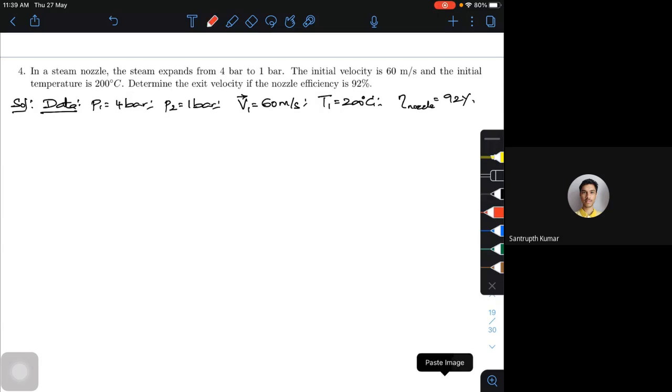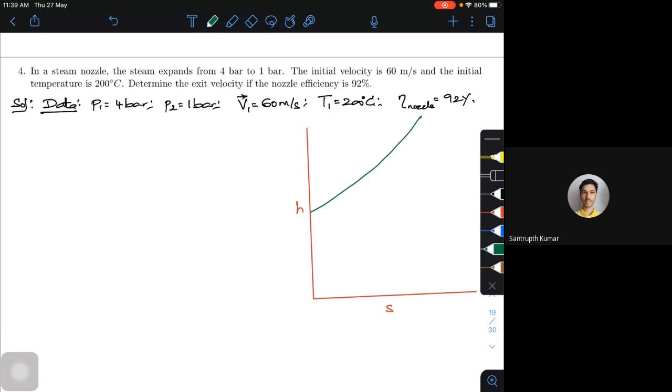All this time we used to consider an isentropic expansion. Here I have an actual expansion. Let me put the TS diagram or HS diagram, whatever it may be. The constant pressure lines will be diverging like this. This is for P1, this is for P2, and I do have a dome. The dome will be something like this.